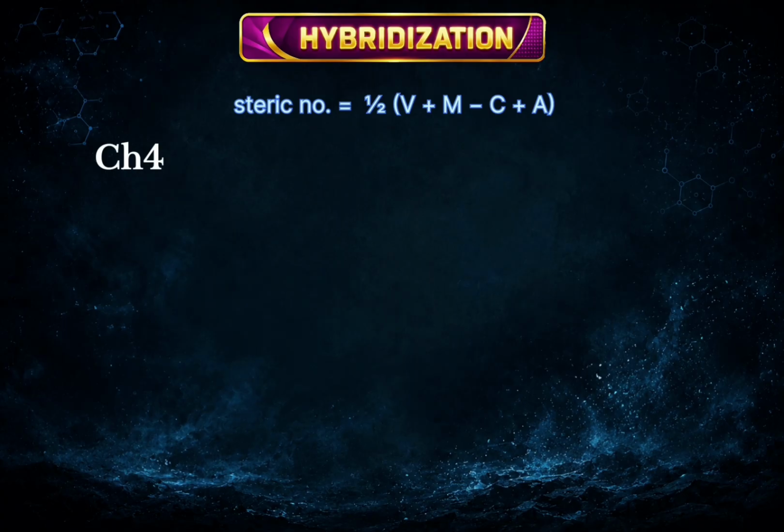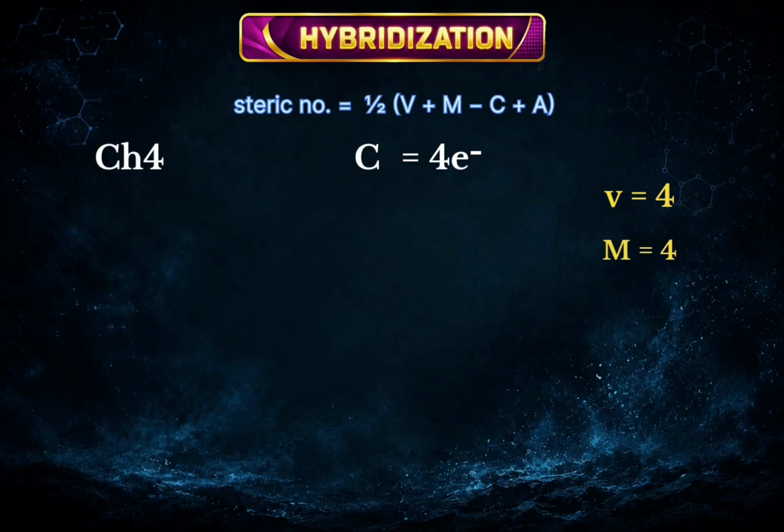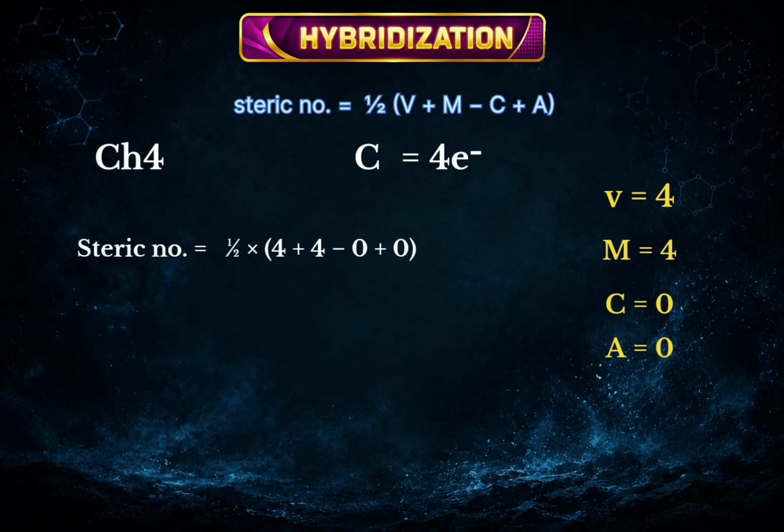Take methane, CH₄. The central atom is carbon. Carbon has 4 valence electrons, so V equals 4. There are 4 hydrogen atoms attached to carbon. Hydrogen is a monovalent atom, so M equals 4. There is no positive charge, so C equals 0. There is no negative charge, so A equals 0. Now substitute the values. Steric number equals 1/2 multiplied by (4 + 4 − 0 + 0). That equals 1/2 of 8, which is 4.